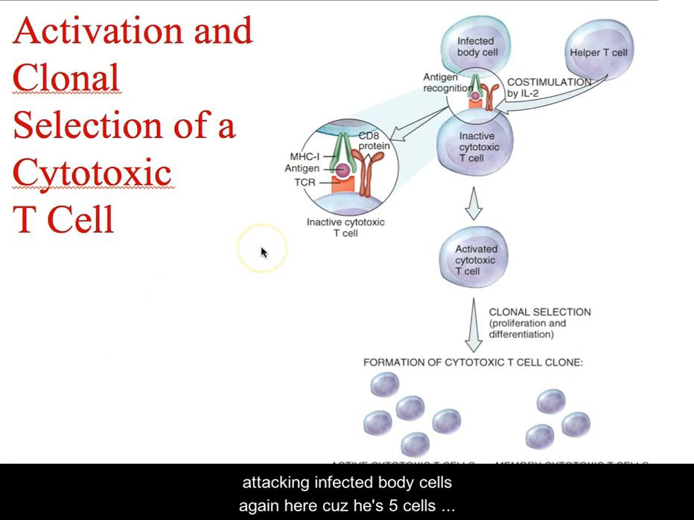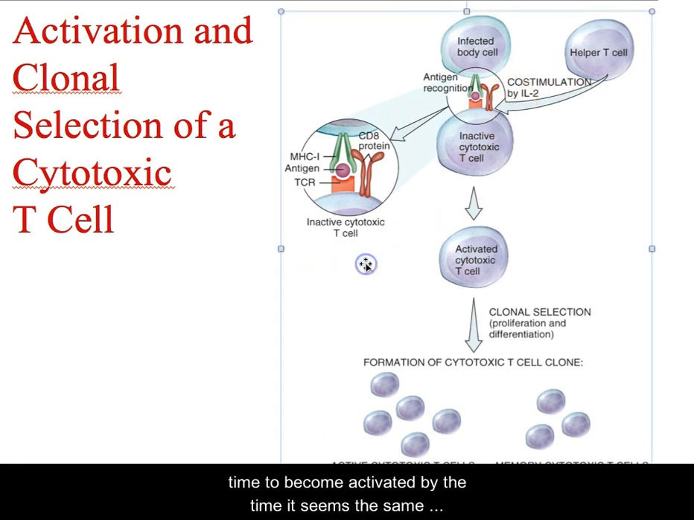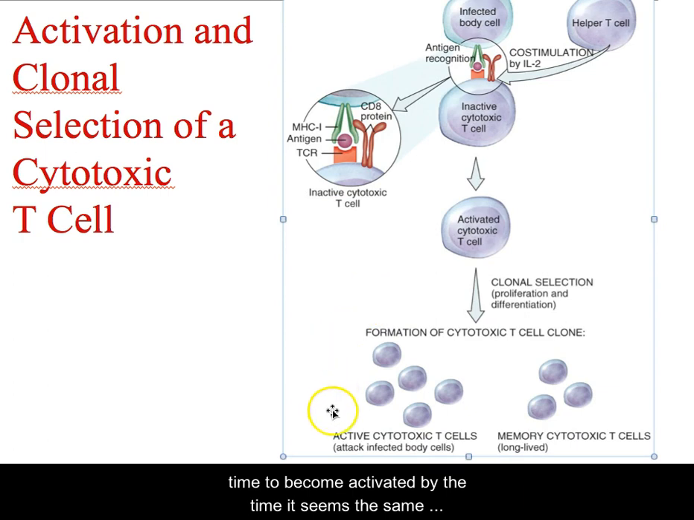And having said that, what I want to make sure you understand is now that we've actually activated this, notice what was required. Remember that helper T cell a moment ago? And it made that interleukin? Notice it requires that interleukin 2. And when I lift this figure up here, notice what it's doing is it's running around inside the body now, and it's attacking infected body cells. Again, here's these 5 cells that are cytotoxic T cells that have done all that killing. Okay, a subset of them will survive, so they actually require less time to become activated by the time it sees the same antigen again.